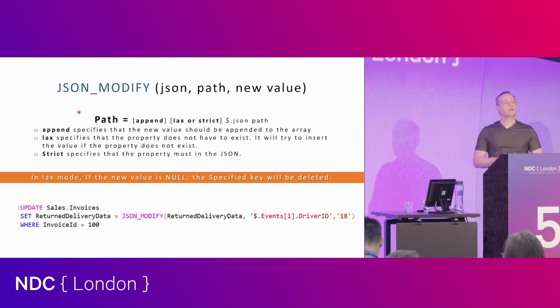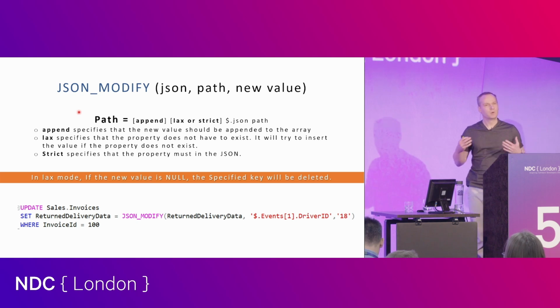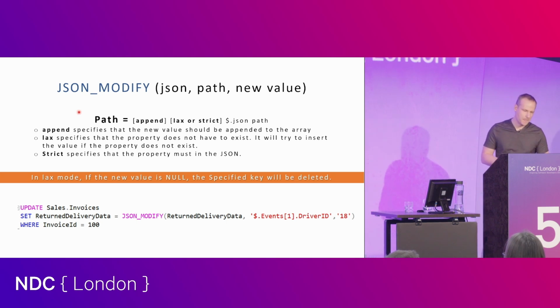Next one is JSON_MODIFY. JSON_MODIFY just modifies the JSON document, and there are 3 items here that you need to know. Append is only for arrays. So if you have array 1, 2, 3, and you want to add 4 to the array, you need to use append. So the 4 will not replace the 1, 2, 3 out there.